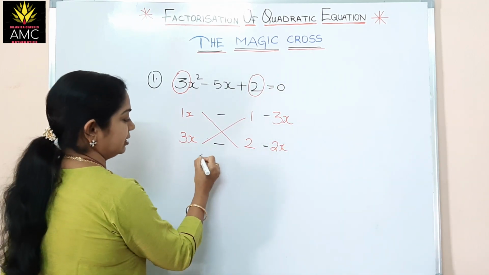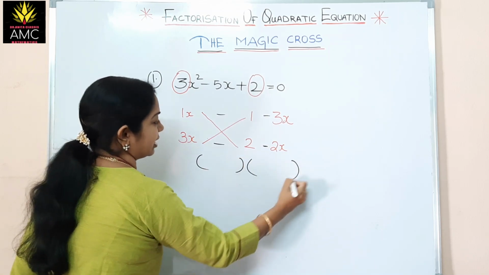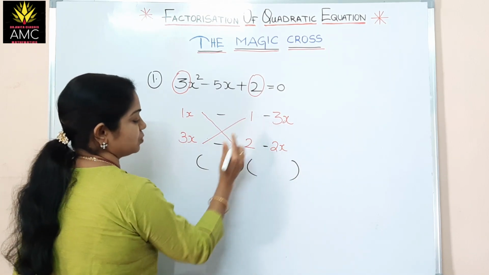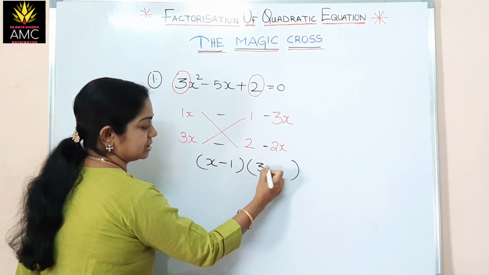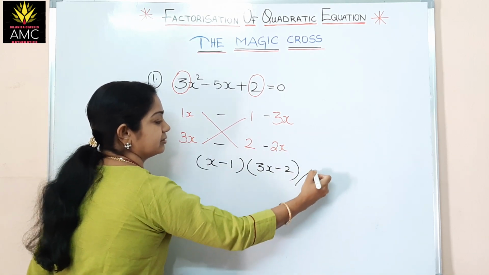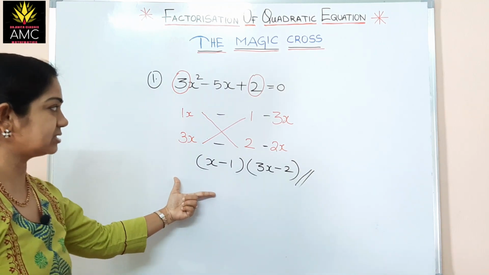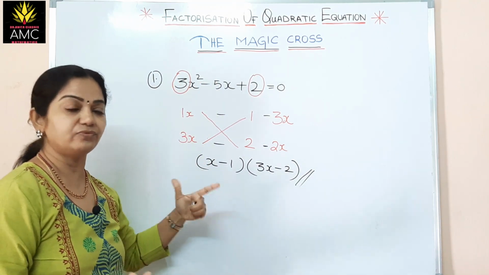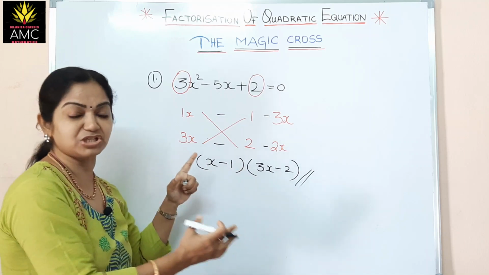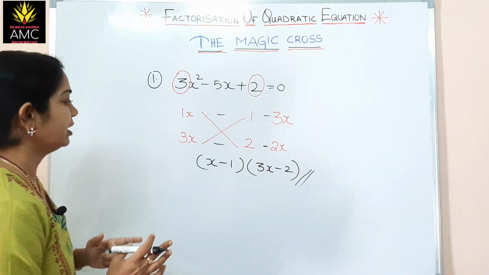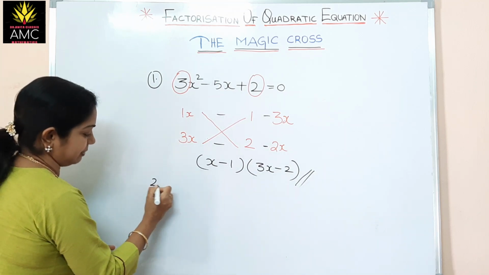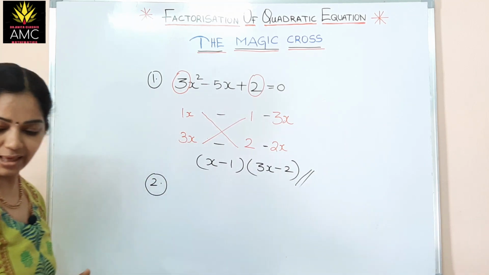Now we got the factors, right. x minus 1 is one factor, 3x minus 2 is another factor. We got the factors of this quadratic equation. For illustration I have made it this long, but it takes less than 5 seconds for you to solve. If you take another one, let me explain by taking another one.